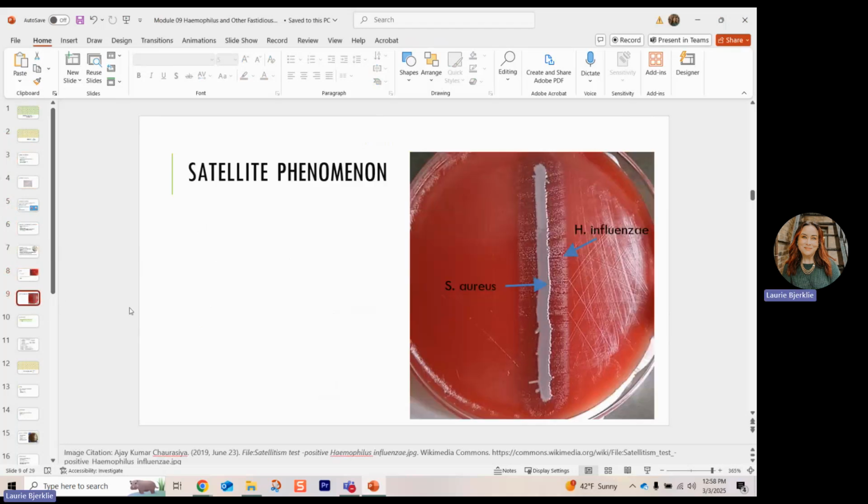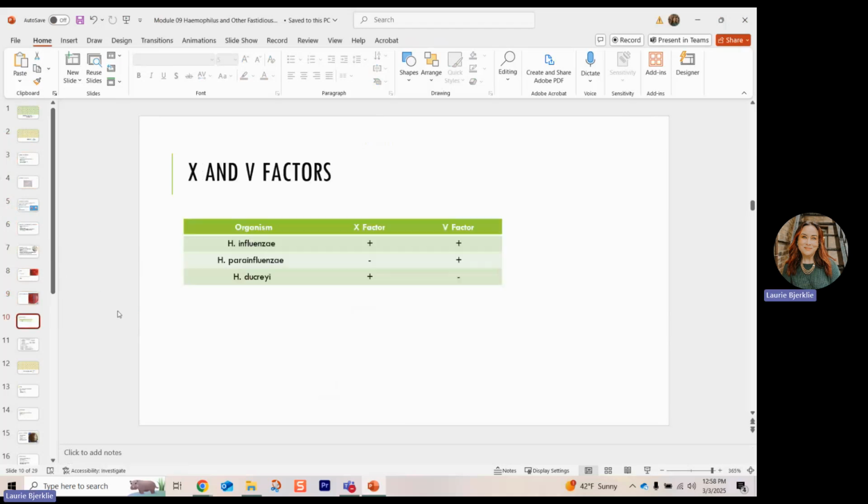All right, so here's another look at the satellite phenomenon. You can do this as a test in the lab. If you think you might have Haemophilus influenzae, which is the one that really likes to do the satelliting, you can take a streak of known Staph aureus down a blood agar plate, swab next to it with your unknown culture swab, and then incubate, and the next day look to see if there is satelliting present. So that can be run as a test in the lab to detect it. We can also run X and V factor tests. And in your student lab, I think you'll deal with this.